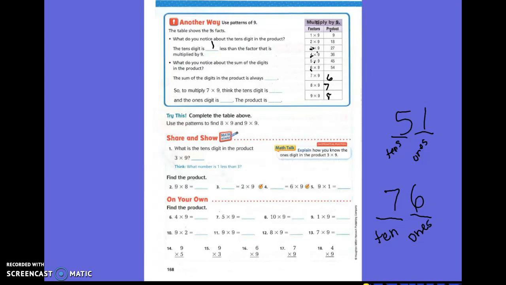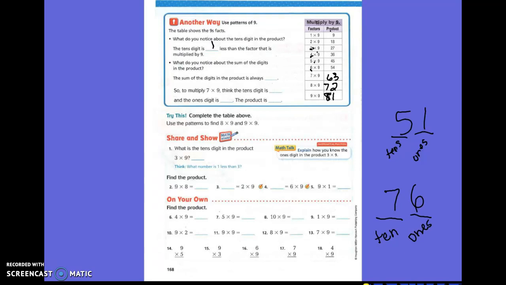Okay, so knowing that, we know that 7 times 9, the first digit should be 6. What can you add to 6 to make it 9? 3. What can you add to 7 to make it 9? 2. What can you add to 8 to make 9? 1.